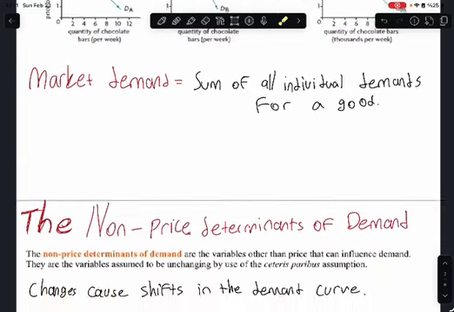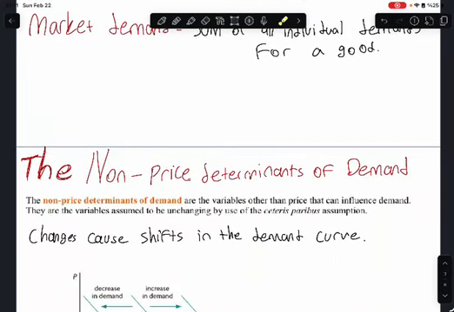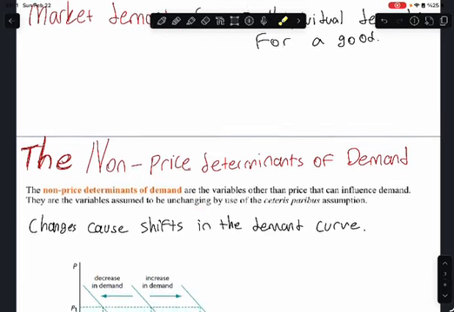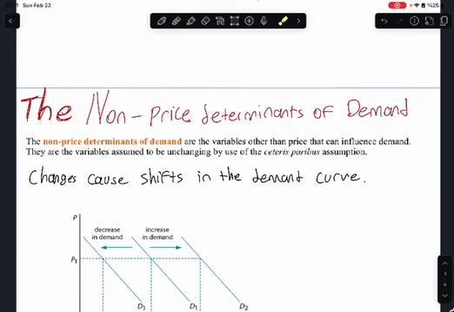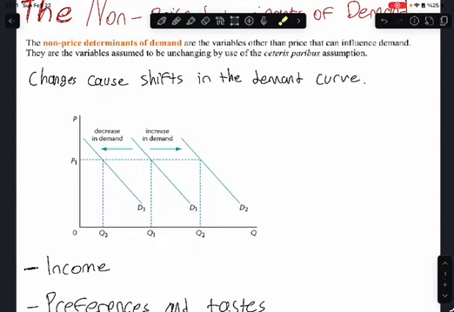So let's continue with the non-price determinants of demand. The non-price determinants of demand are the variables other than price that can influence demand. They are the variables assumed to be unchanging by the use of the ceteris paribus assumption. So changes in non-price elements cause shifts in the demand curve. This was our initial demand curve. If there's an increase in demand, our curve shifts rightwards, and if there's a decrease in demand, our curve shifts leftwards.